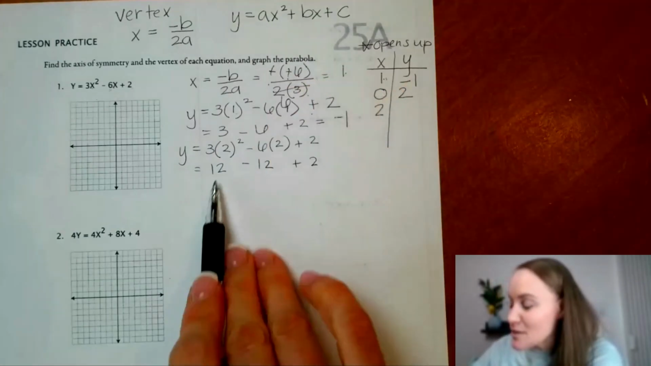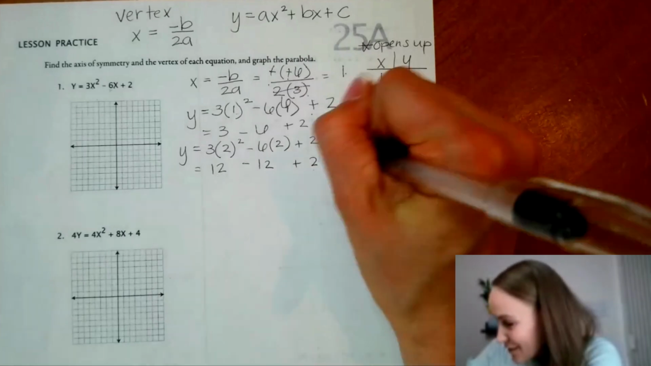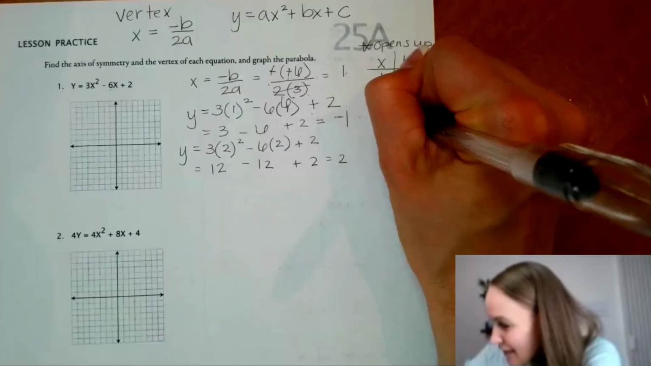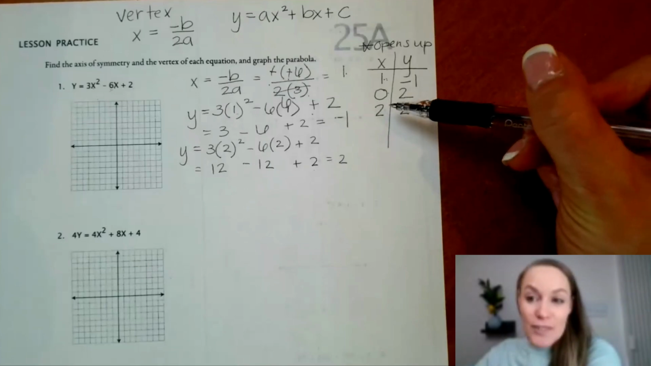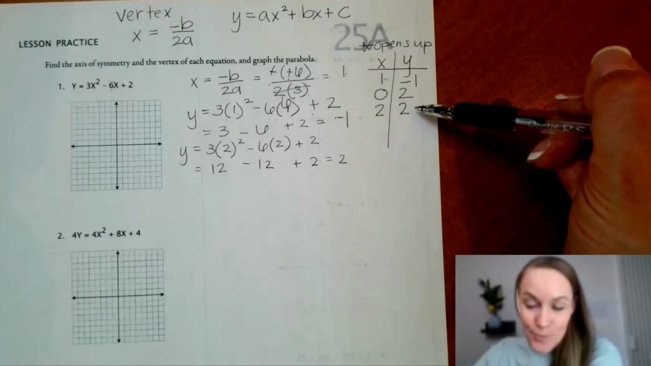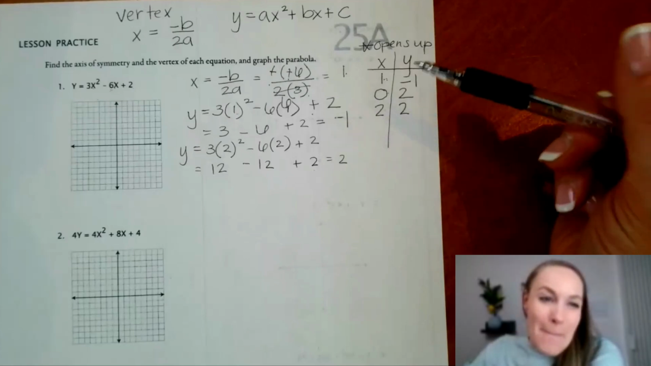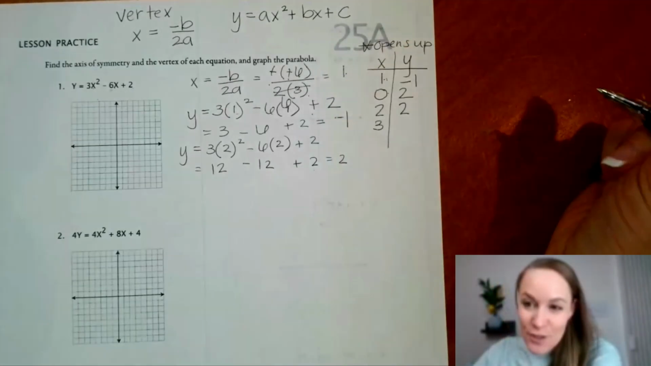Okay, so this is really nice, right? Because I have 12 minus 12, which is 0, and then adding 2, so that equals 2. And that makes sense because the 0 and the +2 are equidistant from the vertex, so they would have the same y value. Okay, let's do another one. Let's do +3 and see which value we get.